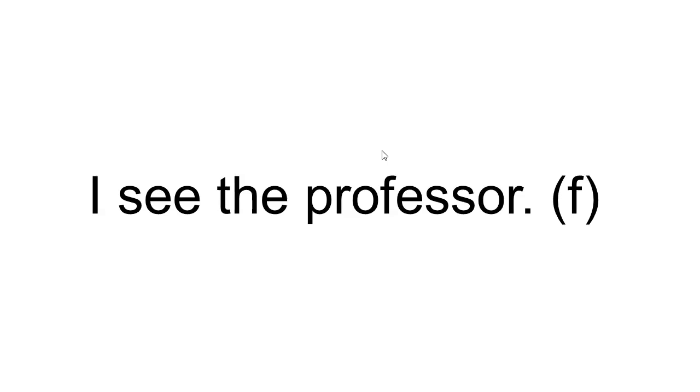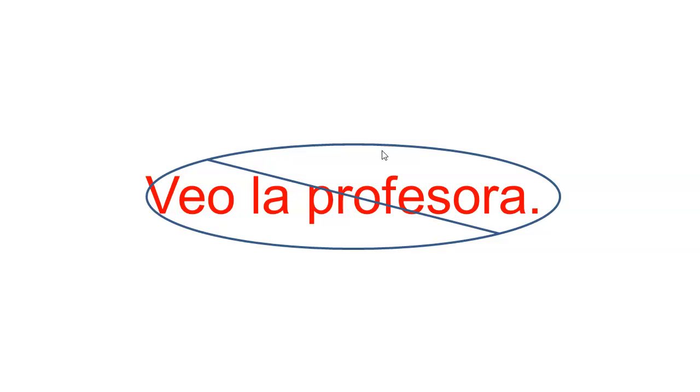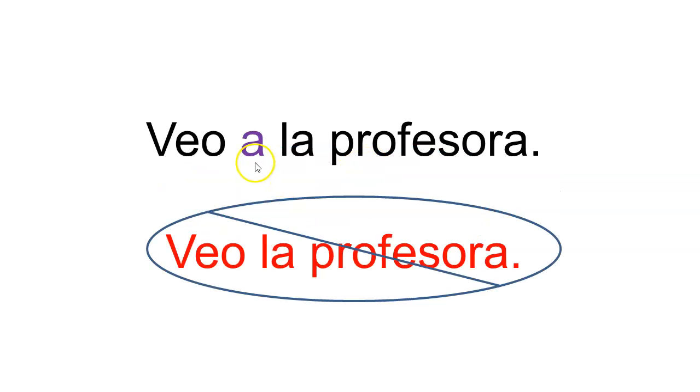Okay. Now, however, there's this rule in Spanish that says if your direct object is a person, then you just have to put this little word a in front of it. And that's pretty much it. So if I want to say I see the professor, I will not say veo la profesora because the a personal is missing. So what's the answer? Veo a la profesora.